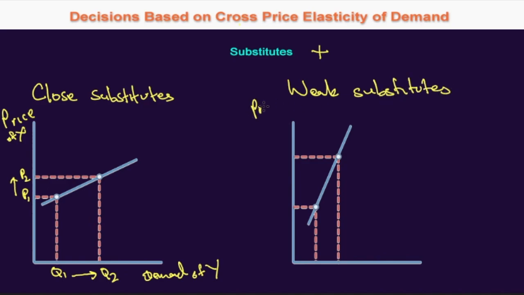So here we have the price of X to the demand of Y. So here this is P1, Q1. There is a much larger increase in price, but the quantity has increased only a little. There's a small increase in the quantity of Y. So a large rise in the price of X leads to a small increase in the demand of Y.